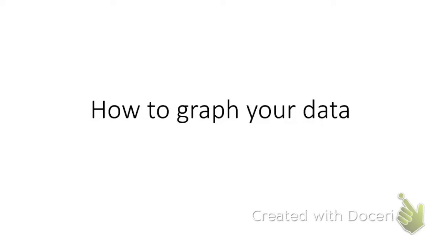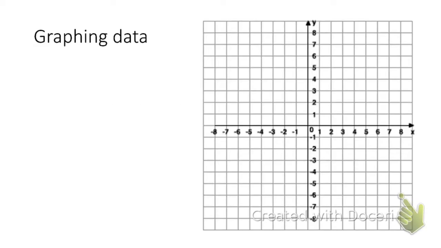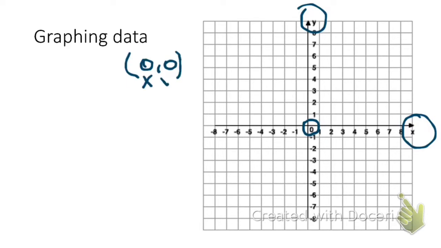After you collected your data, you usually want to graph it. So graphing your data basically means you put it into the coordinates. Let's quickly review what that means. If you have the coordinates, you have your x-axis, which goes horizontally, and your y-axis, which goes perpendicular to this. Where the two axes cross, you usually have the point 0, 0. So that's the coordinate: x equals 0 and y equals 0.